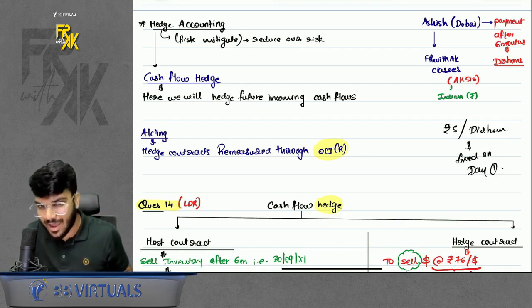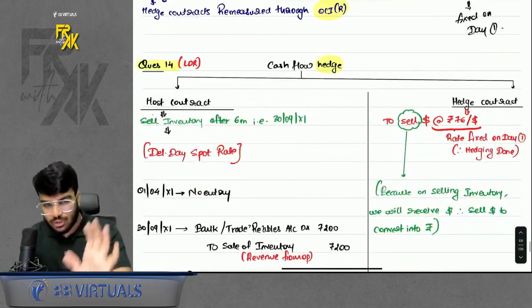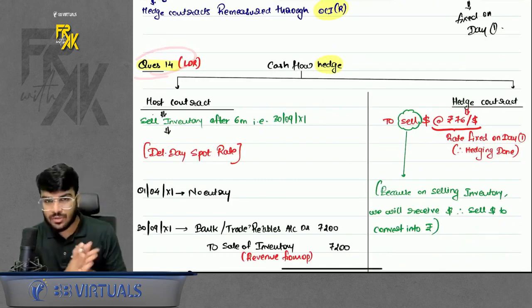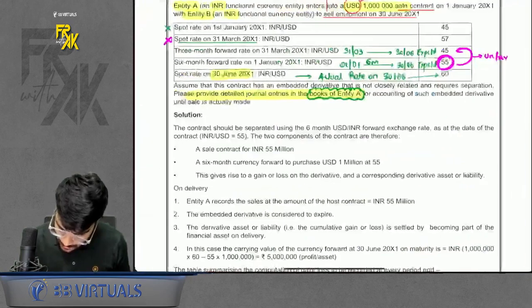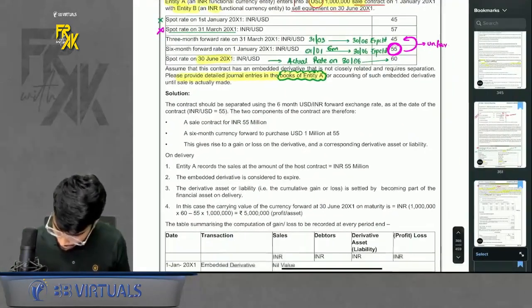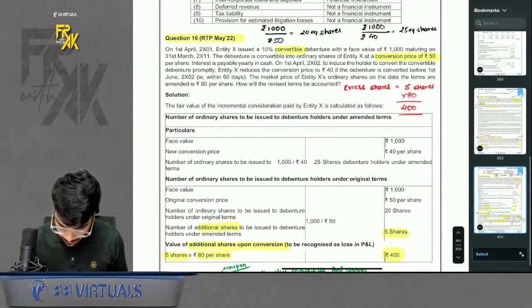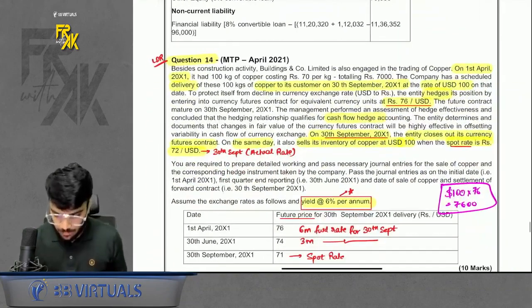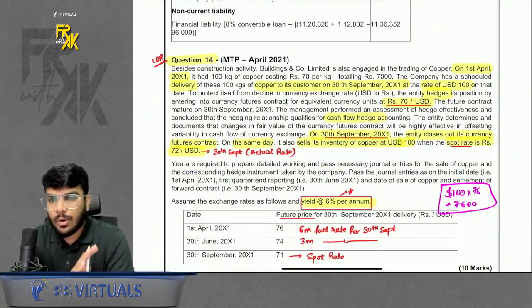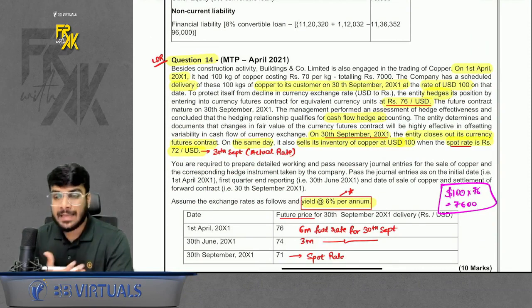Chalo. So there is only one question on this. Just focus on this question. Question number 14. Let's do it. Here it is, question number 14. So, acha, don't try to link this with embedded derivatives. Linkage I will do. First, as of now, focus only on hedge accounting.